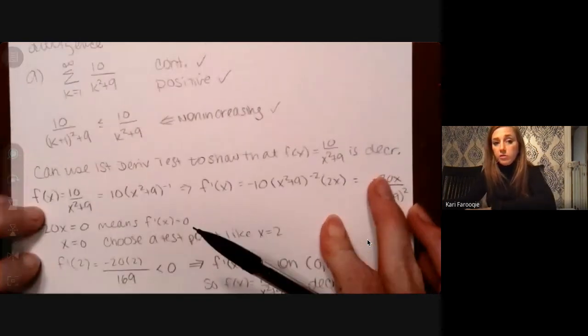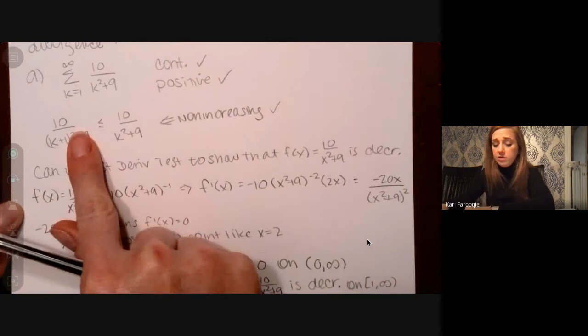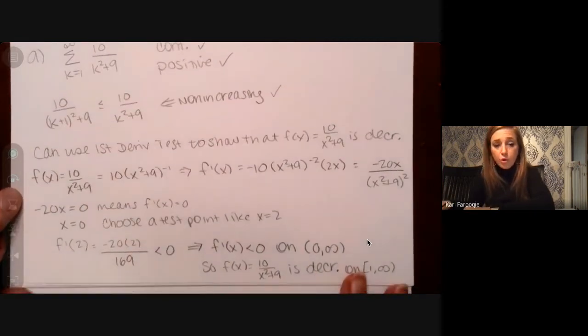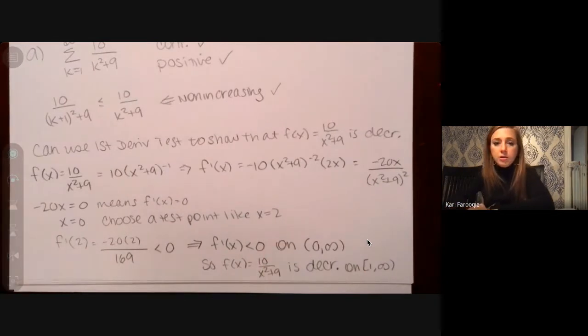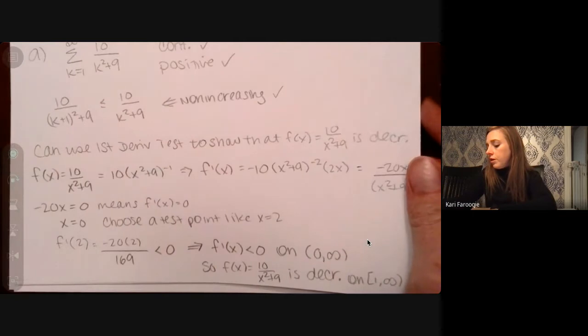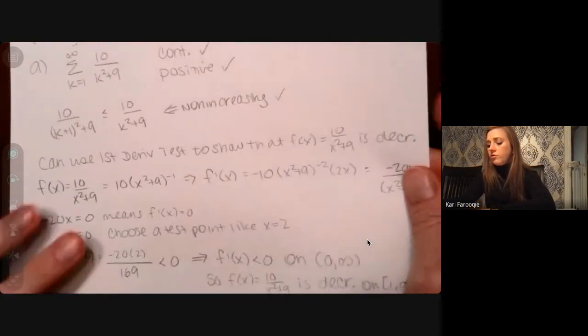We said the function was continuous, positive, not increasing. We showed that just in this straightforward way where we were looking at this inequality. And then we showed it again using our Calc 1 skills and the first derivative test to show that the function was decreasing on its entire domain from 1 to infinity. Now what we're going to do is use the integral test to determine the convergence or divergence of the series.